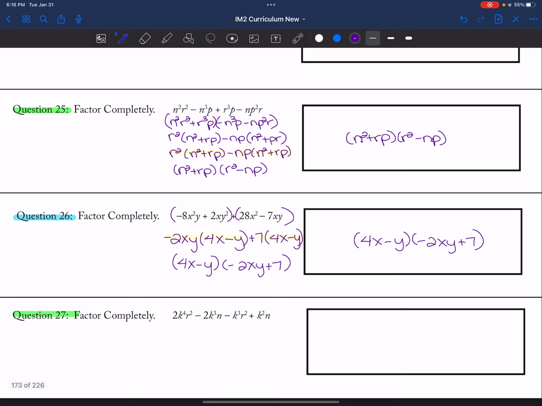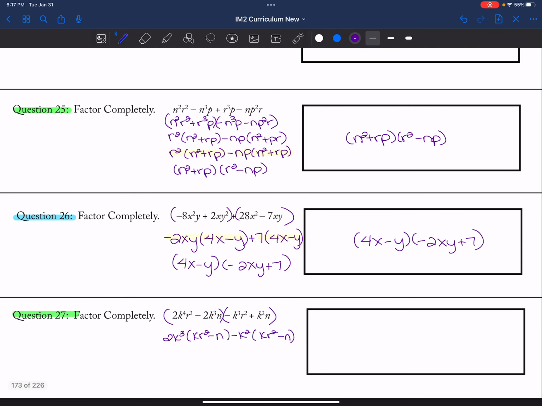Okay, 27. We're close to being done. Okay, so let's see. 2k cubed. That leaves me with a k and an r squared and an n. An n, I think. Yes. And then minus k squared. So that leaves me with k times r squared minus n.